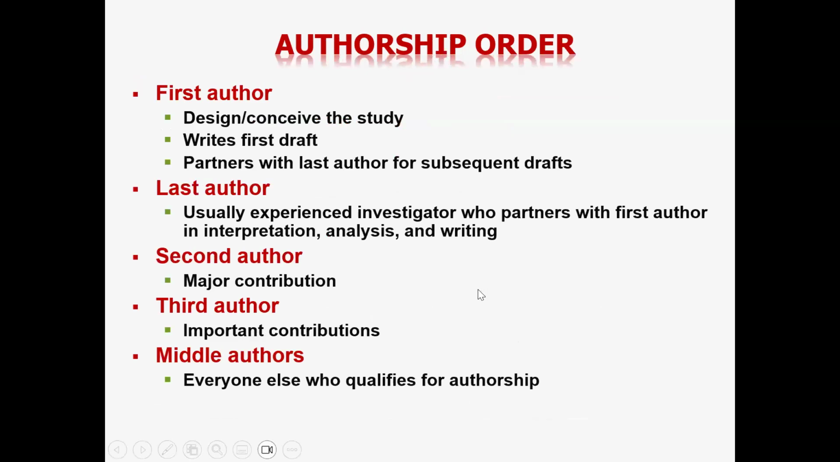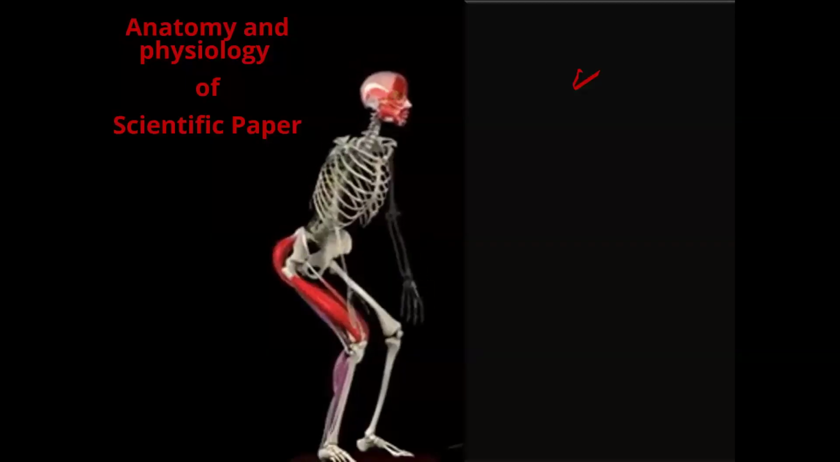So any one of these should be an author. But who goes first? The first author is the one who designed and conceived the study and wrote the first draft, and partners with the last author for subsequent drafts. The last author usually is the experienced investigator, the most senior one. The second author should be according to his contribution. Is it a major contribution? The third author has an important contribution, but not a major one. And the middle authors are everyone who shared in the research. So there is some regulation about that.